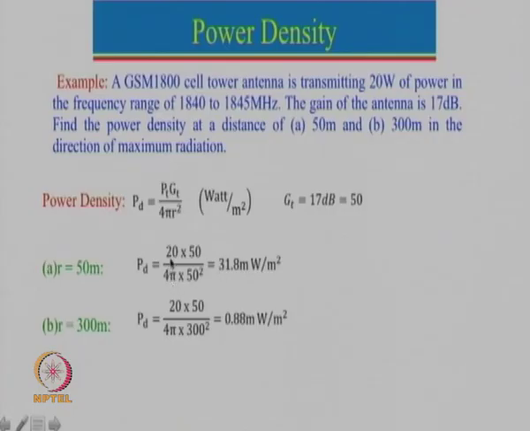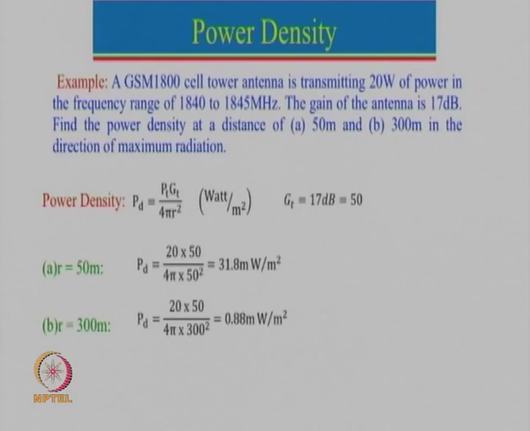I have accounted for that 10 to the power 3 factor over here, and when the distance increases from 50 meter to 300 meter, the radiation density decreases correspondingly. One can actually see that here. 50 to 300, the distance increases by 6 times, so this radiation density should reduce by 36 times.